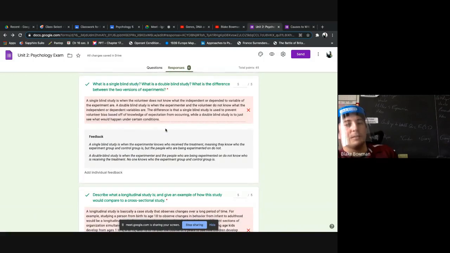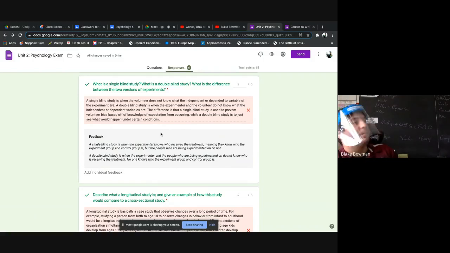All right, so short answer: what is a single blind study? What is a double blind study? What is the difference between the two versions of the experiments? So Sarah knocked it out of the park here. A single blind study is when the volunteer does not know what the independent or dependent variables of the experiment are. A double blind study is when the experimenter and the volunteer do not know what the independent variables are. So the difference is a single blind study is used to prevent volunteer bias based off of knowledge of expectation from occurring. A double blind study is just to see what would happen under certain conditions.